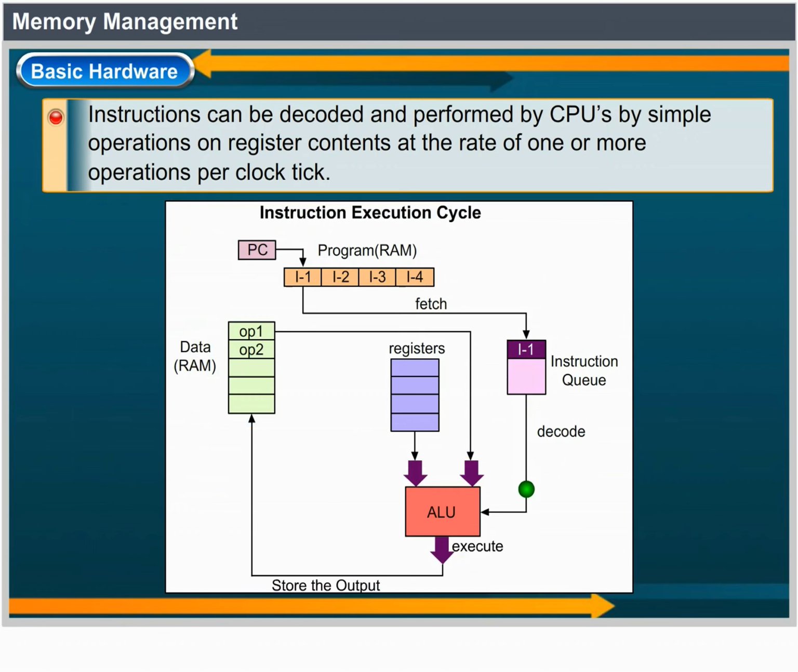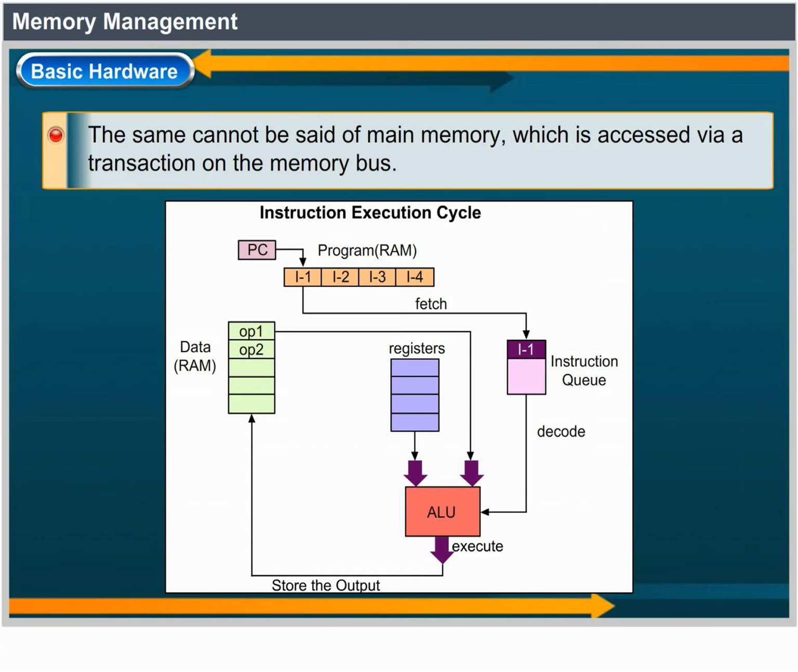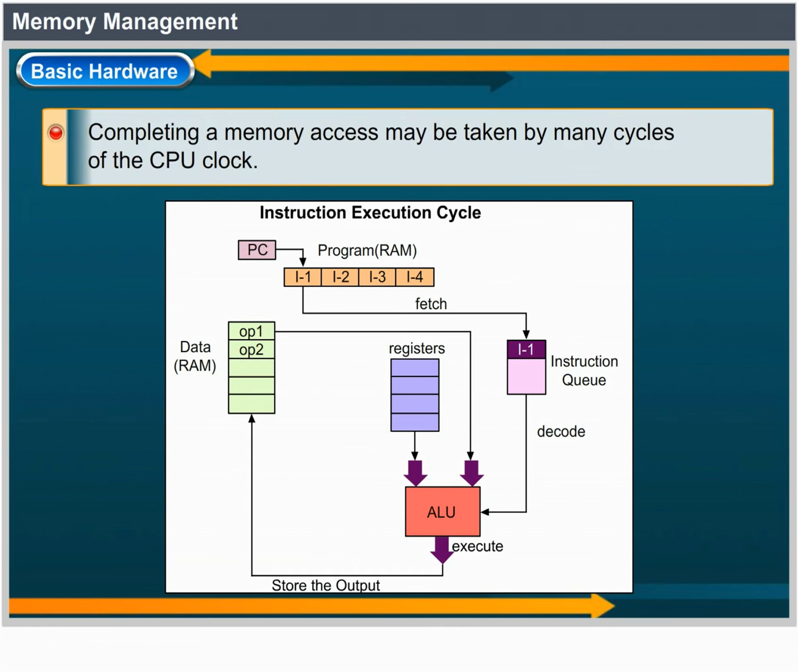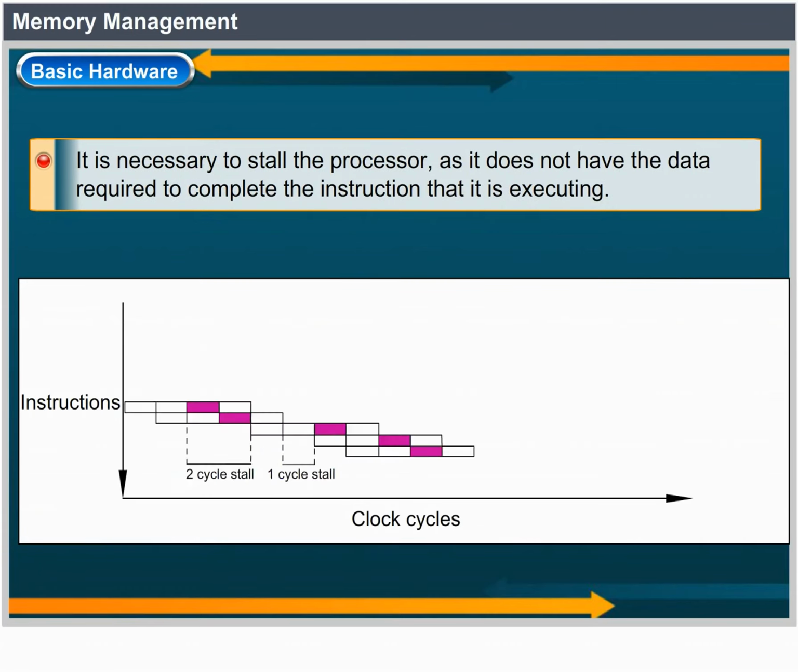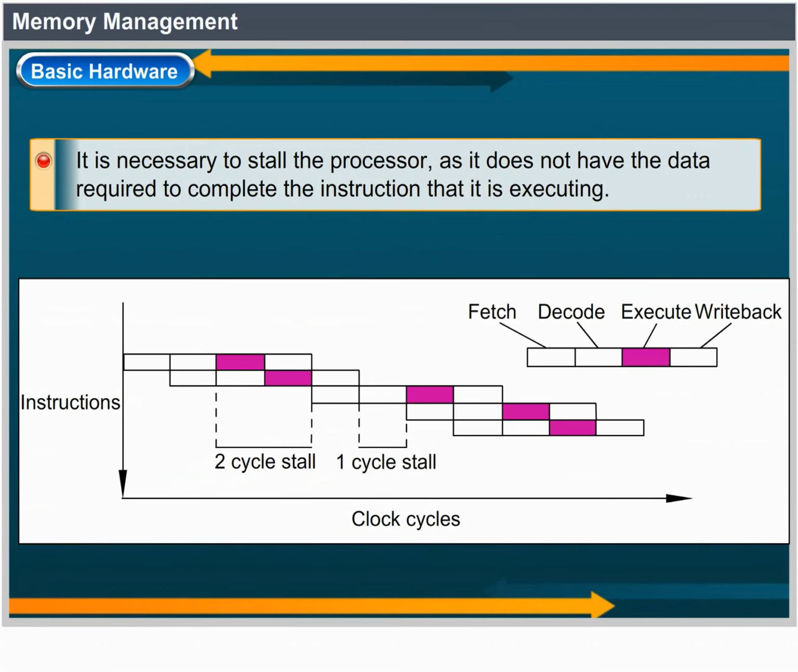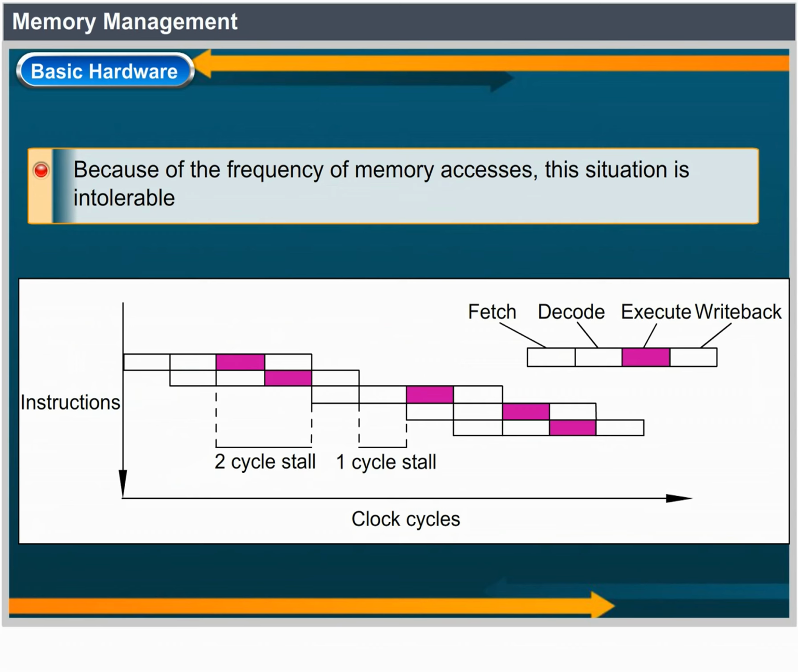Registers that are built into the CPU are generally accessible within one cycle of the CPU clock. Most CPUs can decode instructions and perform simple operations on register contents at the rate of one or more operations per clock tick. The same cannot be said of main memory, which is accessed via a transaction on the memory bus. Completing a memory access may take many cycles of the CPU clock. In such cases, the processor normally needs to stall since it does not have the data required to complete the instruction that it is executing. The situation is intolerable because of the frequency of memory accesses.